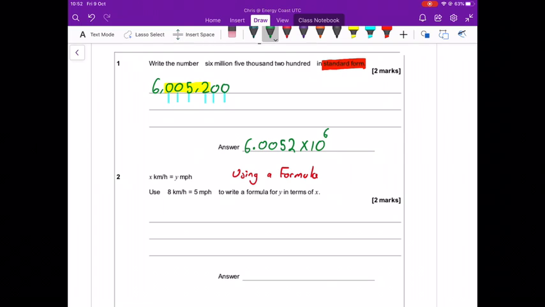I promise you there are plenty of questions in this that you can get stuck into, but I'm not a massive fan of this question. Let's just have a look at it. So, x kilometers per hour equals y miles per hour, and it gives you underneath that 8 kilometers per hour is equal to 5 miles per hour. Write a formula for y in terms of x, okay? This is nasty, this question. Let's have a look at what we have to do.